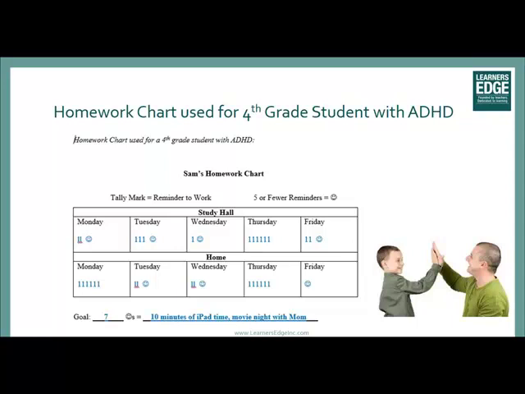So this chart was directly linked to Sam's IEP goal of work completion, so I was able to use this to collect data each week and to write the progress reports and then to update the annual goal later on. So you can see the tally mark is a reminder to work, and 5 or fewer reminders was a smile. His goal this week was 7 smiles, and he earned 10 minutes of iPad time at school and then a movie night with his mom. So it's really beneficial to have the parents on board, partner with them if possible. It seems to be so much more effective that way.